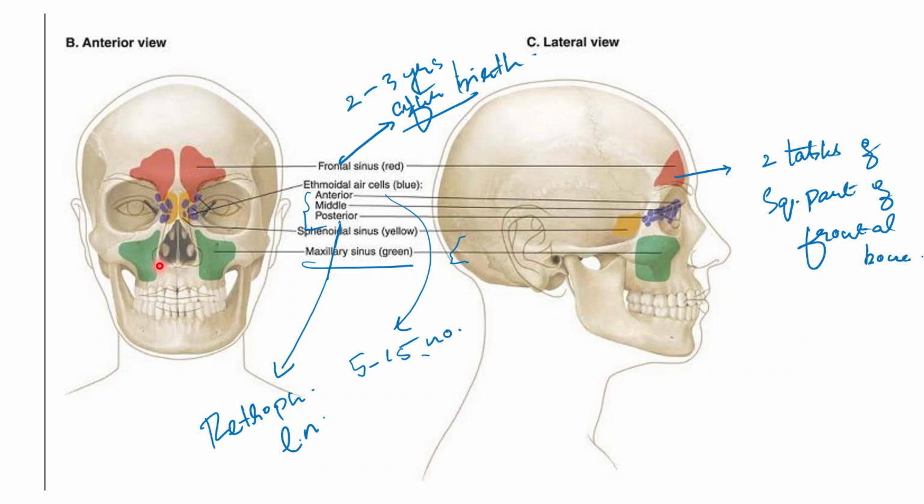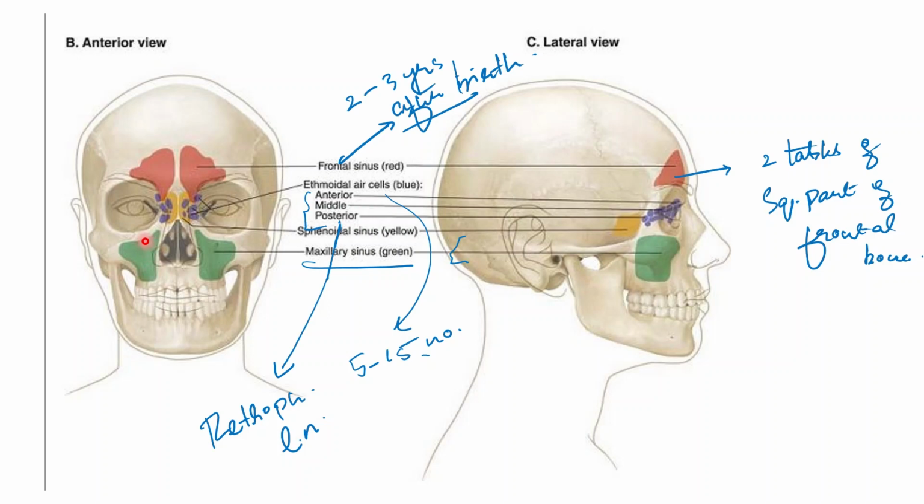The maxillary air sinus receives its blood supply from the anterior, middle, and posterior superior alveolar vessels of the maxillary artery. The lymphatics of both maxillary air sinuses drain into the submandibular group of lymph nodes.